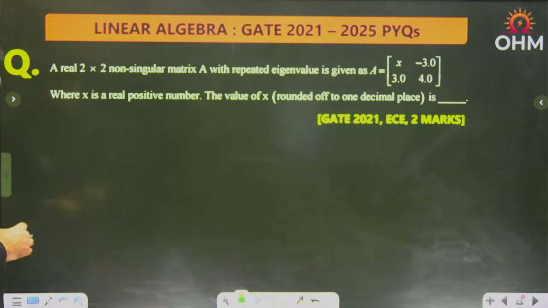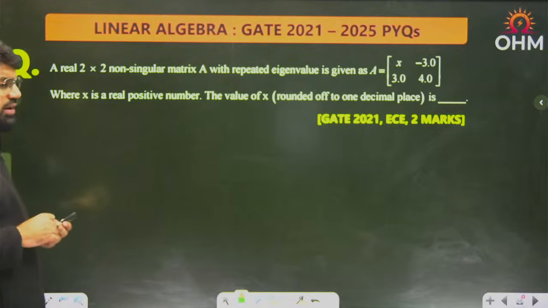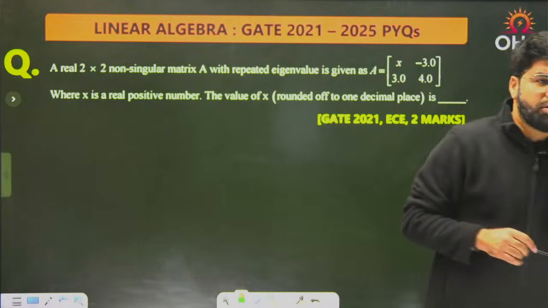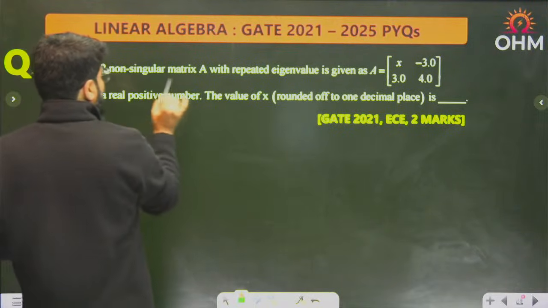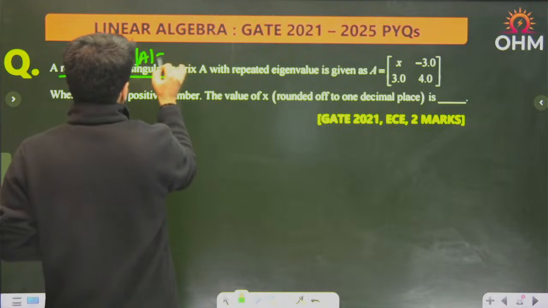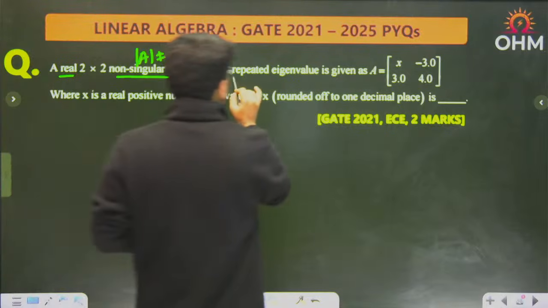GATE 21 EC, 2 marks. A real 2 cross 2 non-singular matrix A with repeated eigenvalue is given as A with rows x, minus 3 and 3, 4, where x is a real positive number. What is the value of x? A non-singular matrix has a non-zero determinant, and the eigenvalue is repeated.